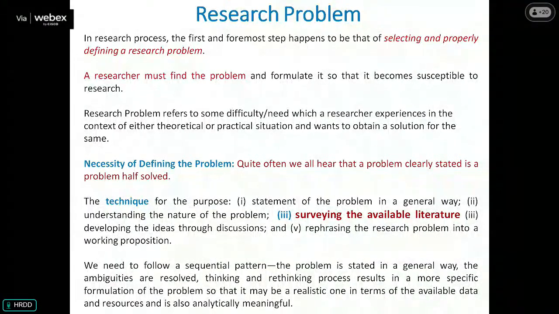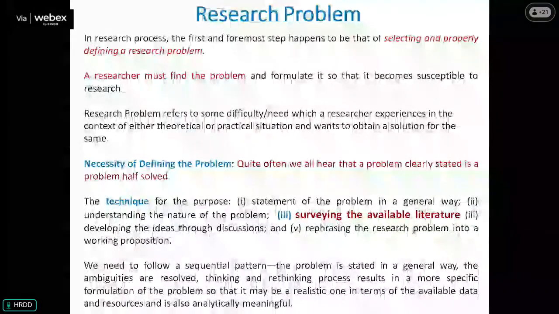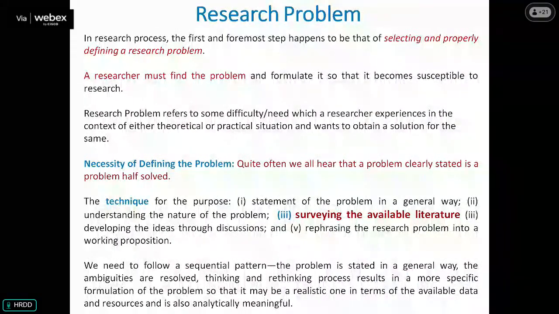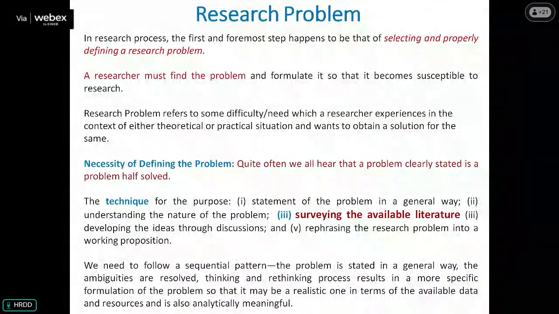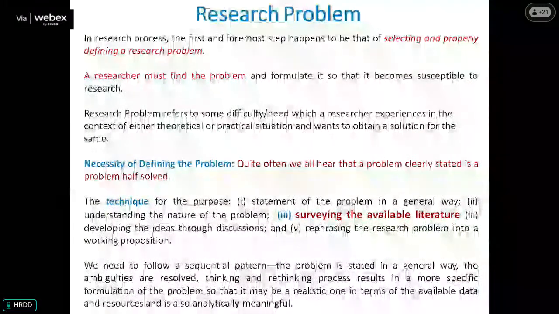A researcher must find the problem and formulate it so that it becomes susceptible to research. So, you should formulate it in such a way that it is susceptible for doing research, means feasible and all those aspects, right? Research problem refers to some difficulty which a researcher experiences in theoretical or practical situations, and wants to obtain a solution for the same.